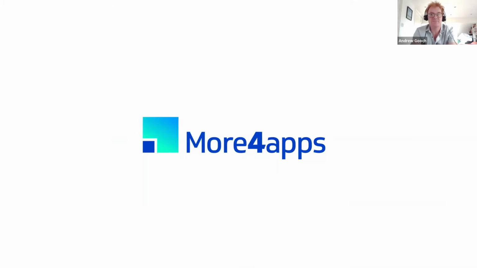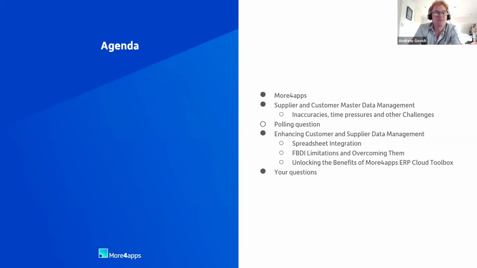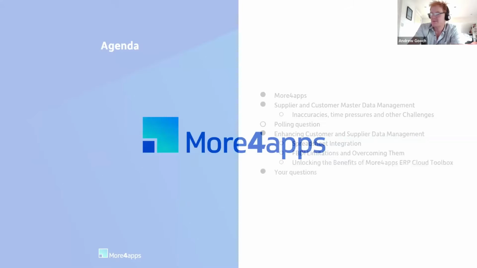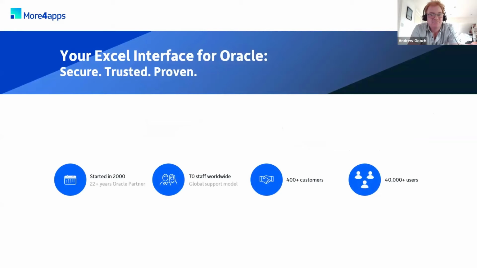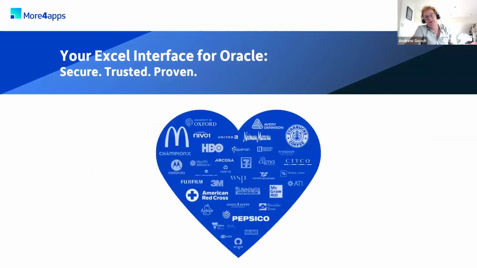So let's get going. Let's start off talking a little bit about who we are at More for Apps, so you know why you should consider our opinions to be valid. We're a third-party software house, and we've been offering spreadsheet-based solutions for loading and analyzing ERP data for quite a long time. We've got a global footprint and we're a trusted supplier to quite a large portfolio of customers using our products regularly to speed up their data processing.